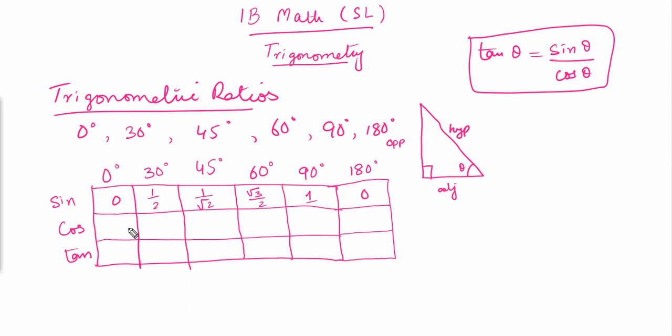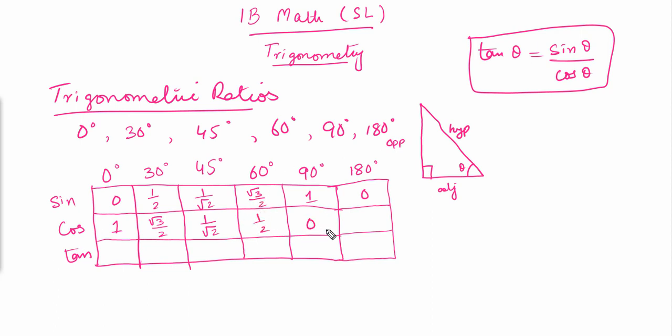Basically, the values of cos for these angles are the opposite of the values for sine. Let me just fill it up. Cos of 0 is 1, cos of 30 is root 3 over 2, cos of 45 is the same as sine of 45, and cos of 60 is equal to 1 over 2.